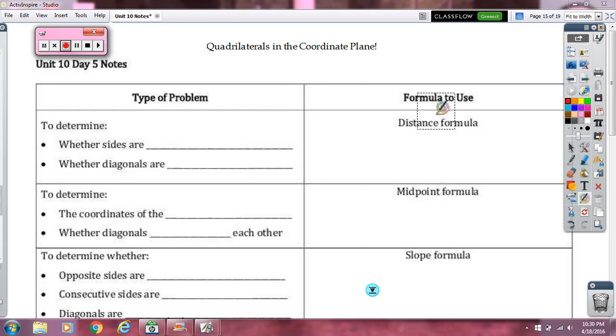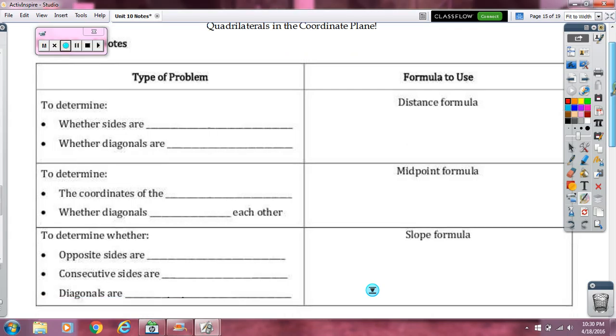Hi there, geometry friends, and welcome to the Unit 10, Day 5 notes about quadrilaterals in the coordinate plane. So lots of graphs with x's and y's today. And we're going to be using our three most favorite formulas.